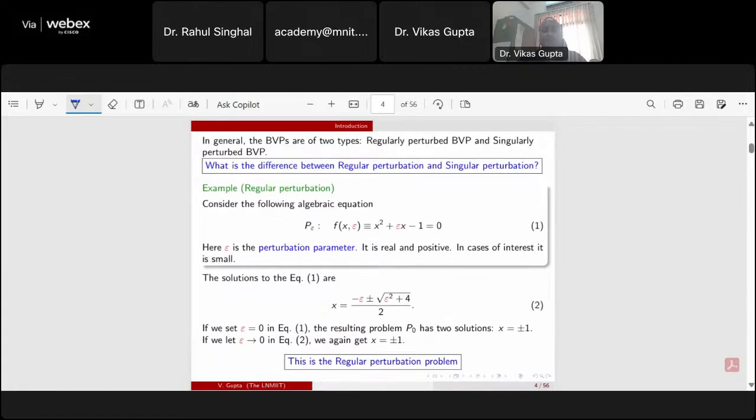In general, we can distinguish boundary value problems into two categories. One type is said to be a regularly perturbed boundary value problem, and another kind is said to be a singularly perturbed boundary value problem. Basically, in this lecture, we will focus only on the regularly perturbed boundary value problem. I am just giving an idea of what we mean by the singularly perturbed boundary value problem and what kind of difficulty we can face while solving it.